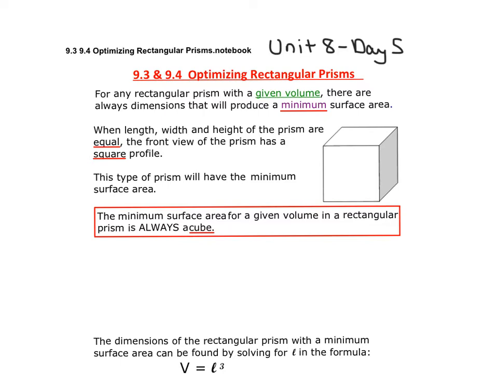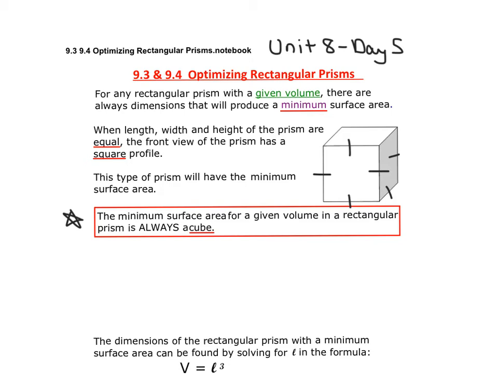So when the length, width, and height of the prism are equal, the front view of the prism has a square profile, okay? This prism will have a minimum surface area. So what we're saying is a rectangular prism has a minimum surface area when it's a cube, okay? That's just what we're saying here.